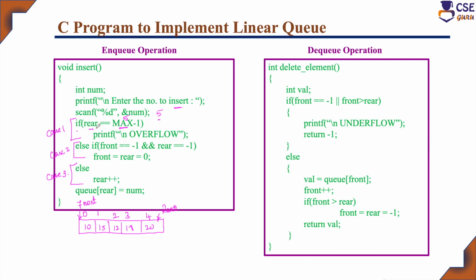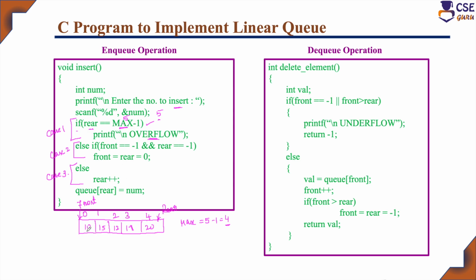If rear equals max minus 1. Now rear is pointing to the 4th memory location. What is our maximum size of the array? Maximum size is 5, and 5 minus 1 is 4. Yes, rear is pointing to the 4th memory location. This condition is true. If this condition is true, it will print overflow.